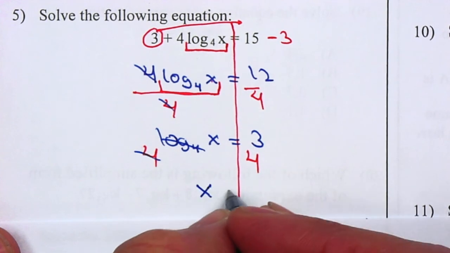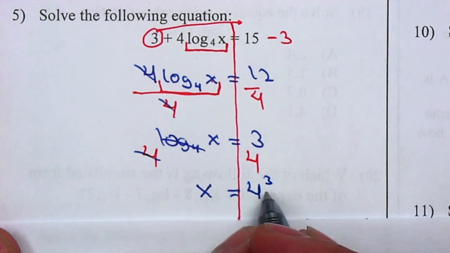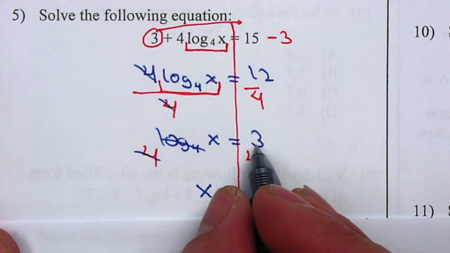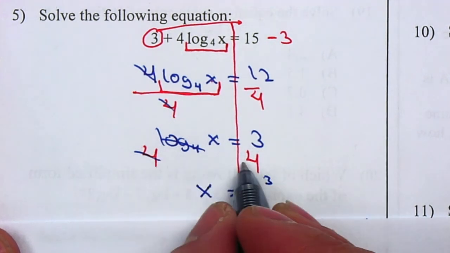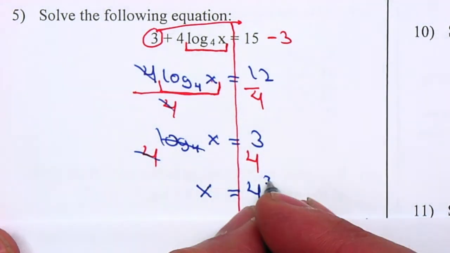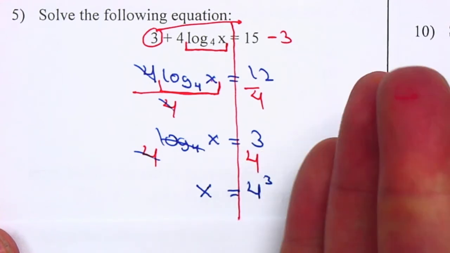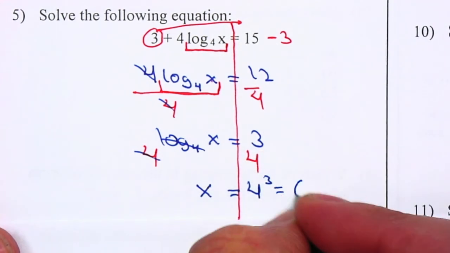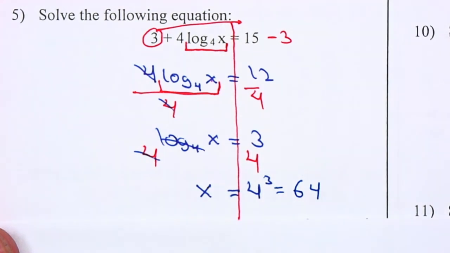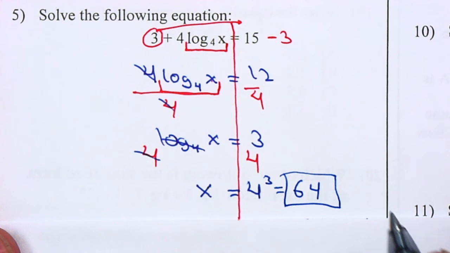Therefore I have x is equal to 4 to the 3rd power. That 3 becomes an exponent. That's what we call exponentiate because this becomes an exponent. Now 4 to the 3rd is 4 times 4 times 4. 4 times 4 is 16, times 4 is 64. And that'll be your answer. x is equal to 64.